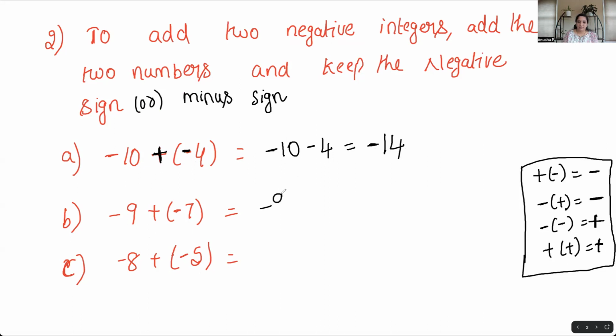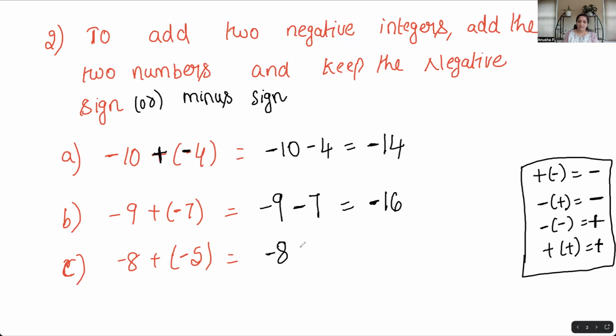Now you're adding two negative numbers here. So we will write it as minus 9. When you have plus and minus next to each other, make it minus 7. So you're adding two negative numbers. Just add the two numbers. 9 plus 7 is 16. And because both the numbers have the same negative signs, you're keeping the same negative or minus sign. So minus 16.